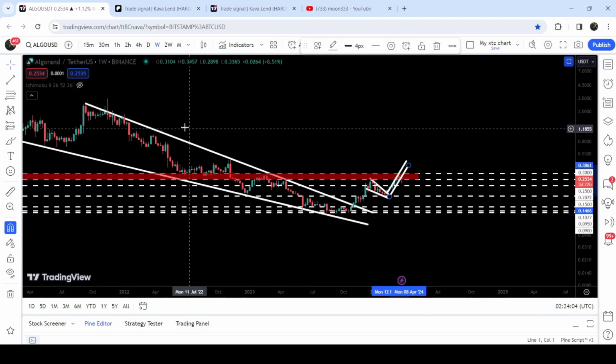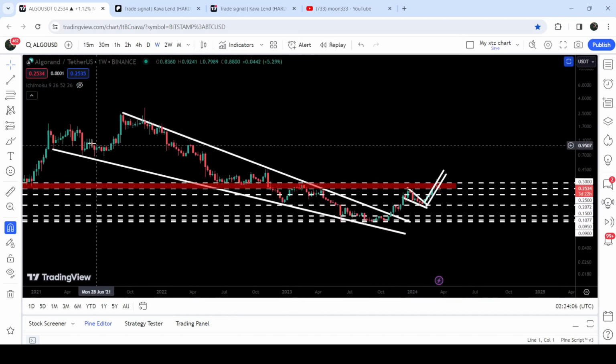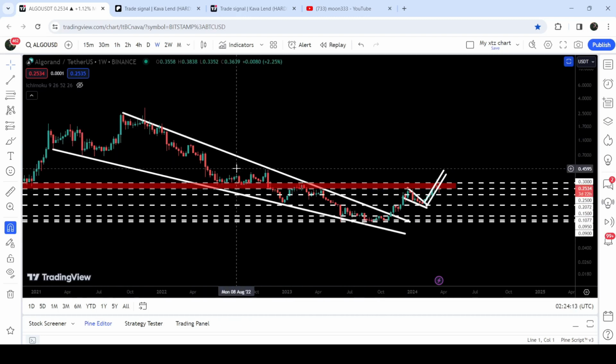then here you can see that we have already broken out a very huge falling wedge pattern. Previously, since after the month of Feb 2021, it was moving inside this wedge. And finally here, after getting squeezed inside this wedge, we have broken out the resistance of this falling wedge pattern.